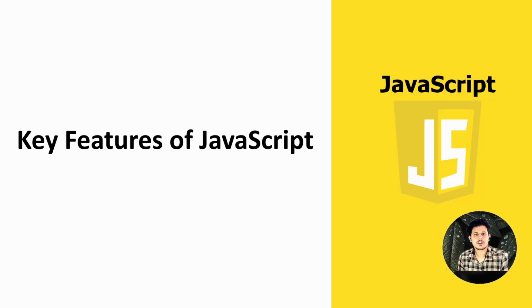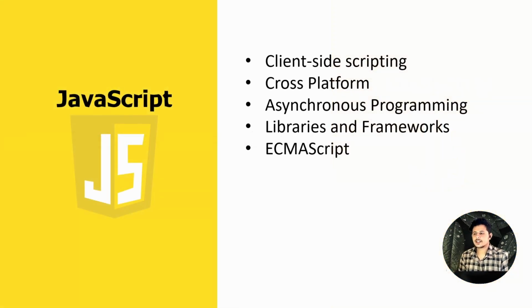Now let's see some of the key features of JavaScript. Here on the next slide, we can see there are 5 key features we have for JavaScript. First is client-side scripting. Second, cross-platform. Third, asynchronous programming. Fourth, libraries and framework support. And lastly, ECMAScript. So now let's see what these things are.